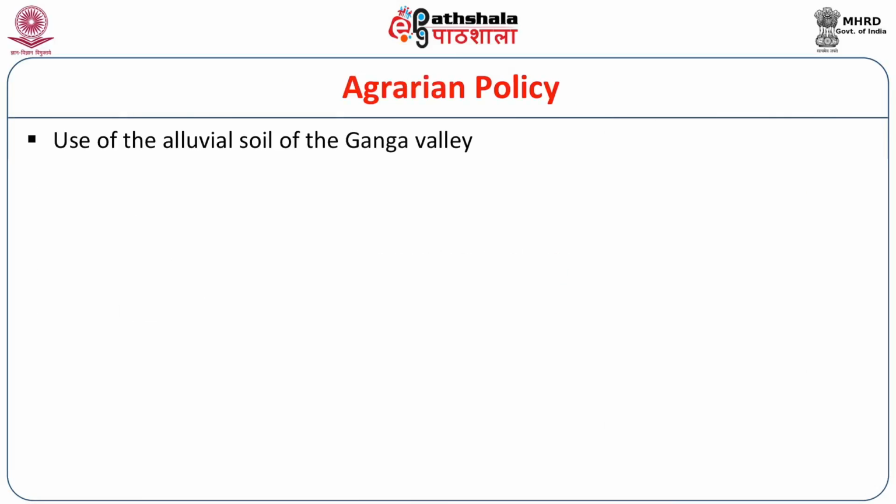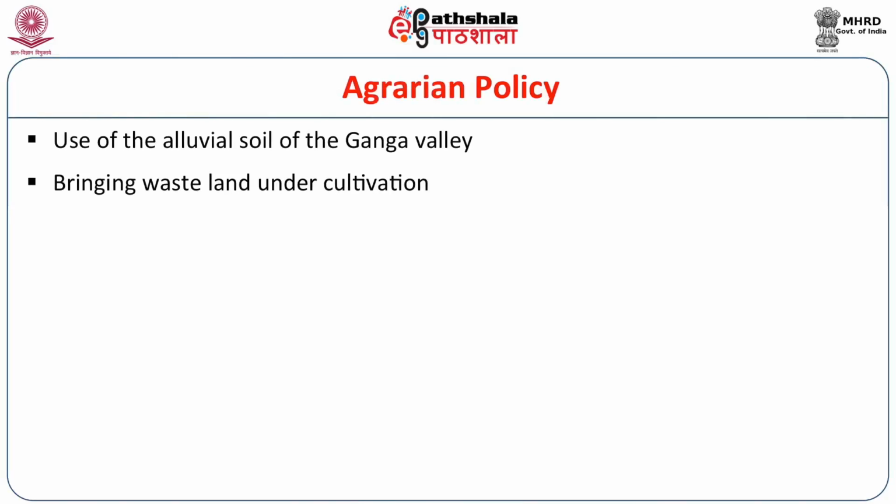First of all, agricultural policy or agrarian policy. Use of the alluvial soil of the Ganga valley. Students, you understand agricultural operations can be carried out in this type of soil, alluvial soil. It is better to carry out agricultural operations in this type of soil. Number 2, bringing wasteland under cultivation. The land lying waste, unused, those lands to be brought under cultivation so that agricultural prosperity can be ensured.